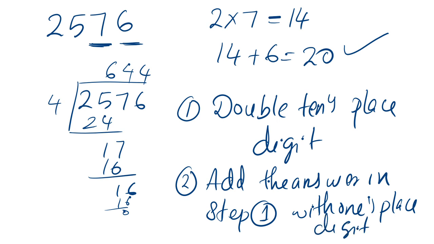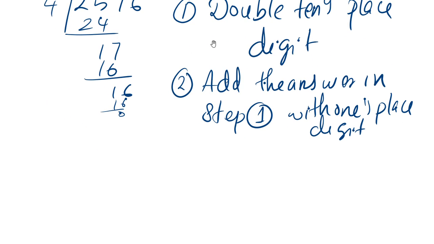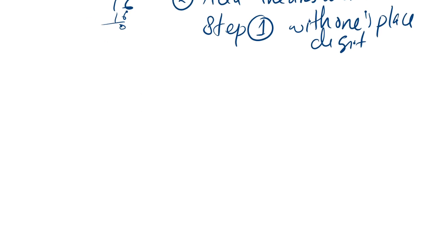Then if this number is divisible by 4, then the given number is divisible by 4. Okay, we can check another example where it is not divisible by 4.